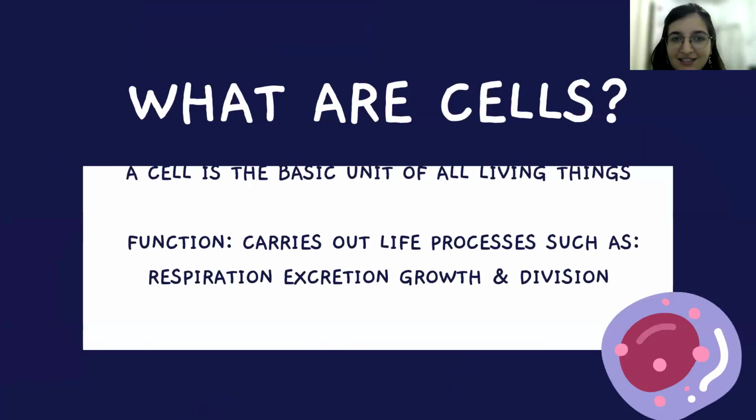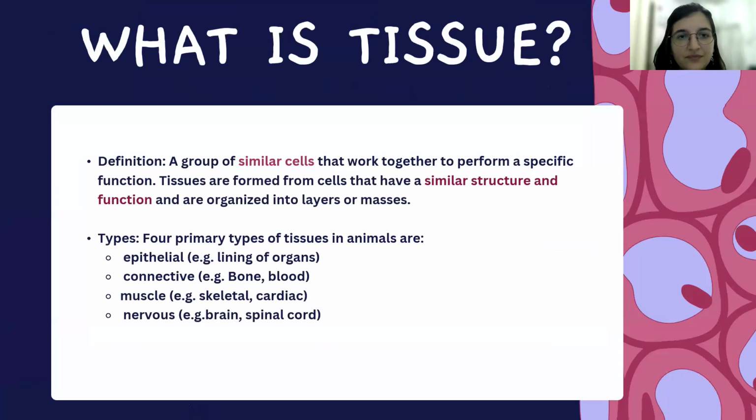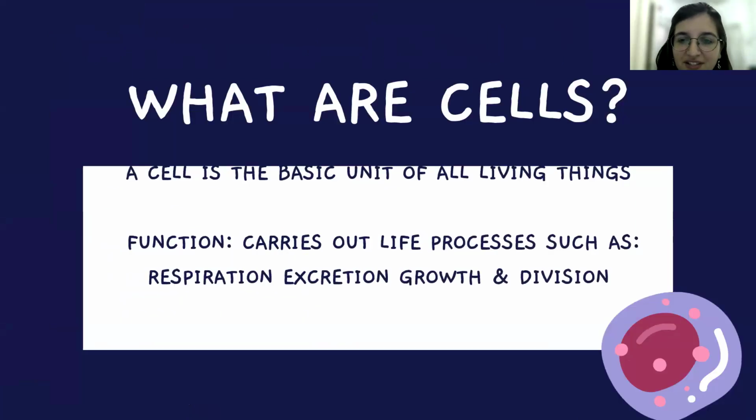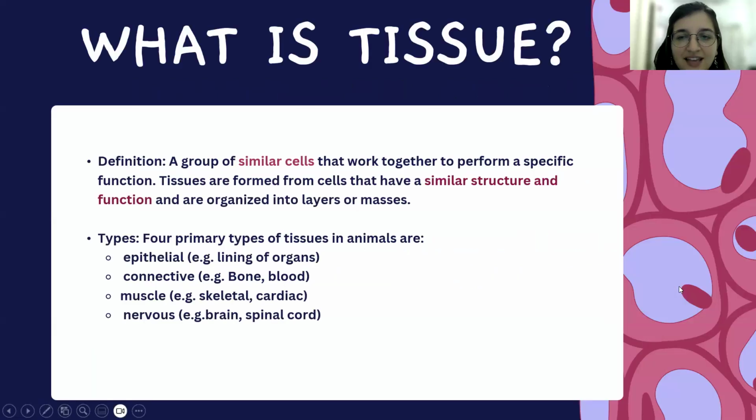So again, cells are the basic unit of all living things. They carry out life processes such as respiration, excretion, growth, and division. Now, what happens? You see, I drew this single cell here. What happens when cells get together? They form a tissue, but here's the catch. A group of similar cells that work together to perform a specific function is what we call a tissue. So a tissue has to be similar cells.